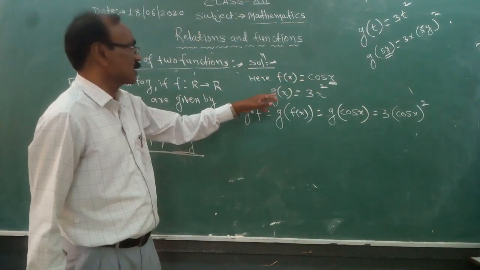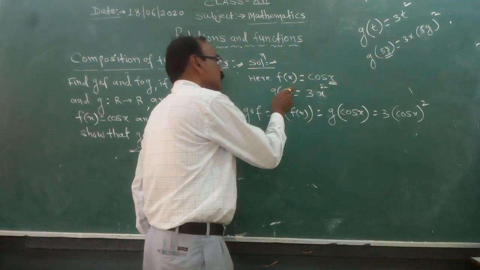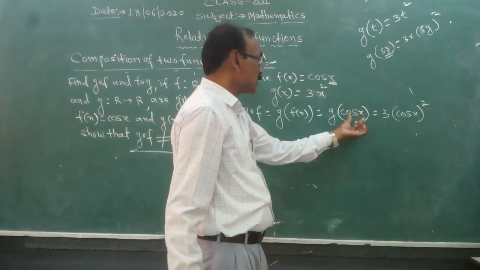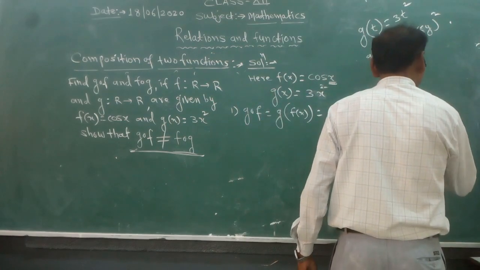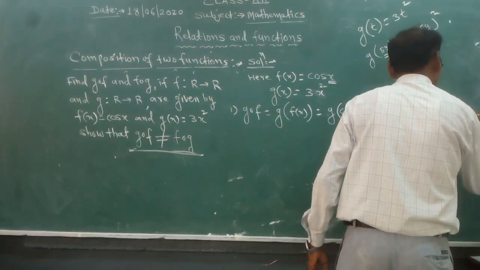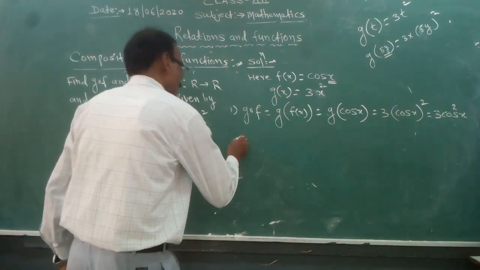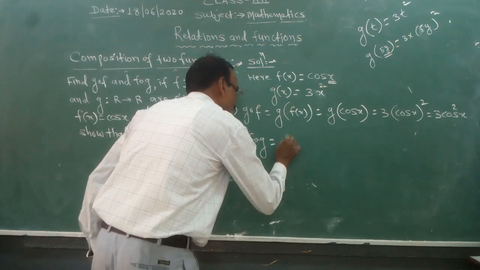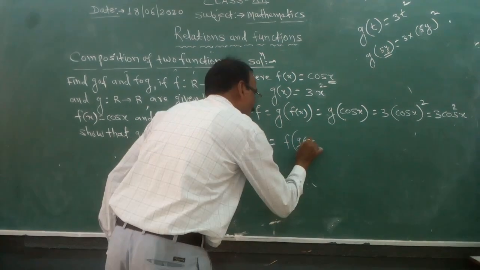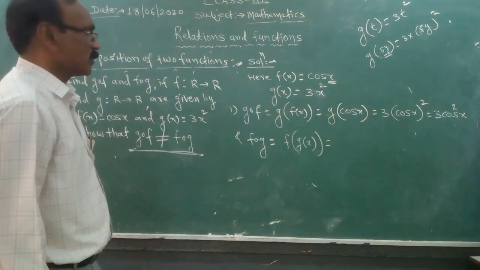Because g is a function such that g of x is 3 times domain square. So the domain is cos x, so 3 times domain square, that is 3 cos square x. So g circle f is 3 cos square x, and f circle g means f of g of x.